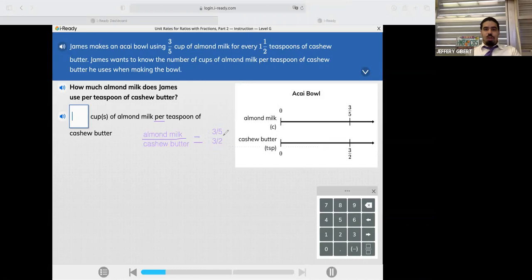And then to get the unit rate, I just divide. So I got to do 3 over 5 divided by 3 over 2. When you divide fractions, keep the first fraction the same. Change division to the opposite operation, which is multiplication, and flip the second fraction to its reciprocal. So 3 over 2 becomes 2 over 3. Then you just multiply. 3 times 2 is 6. 5 times 3 is 15. So our answer is going to be 6 over 15.